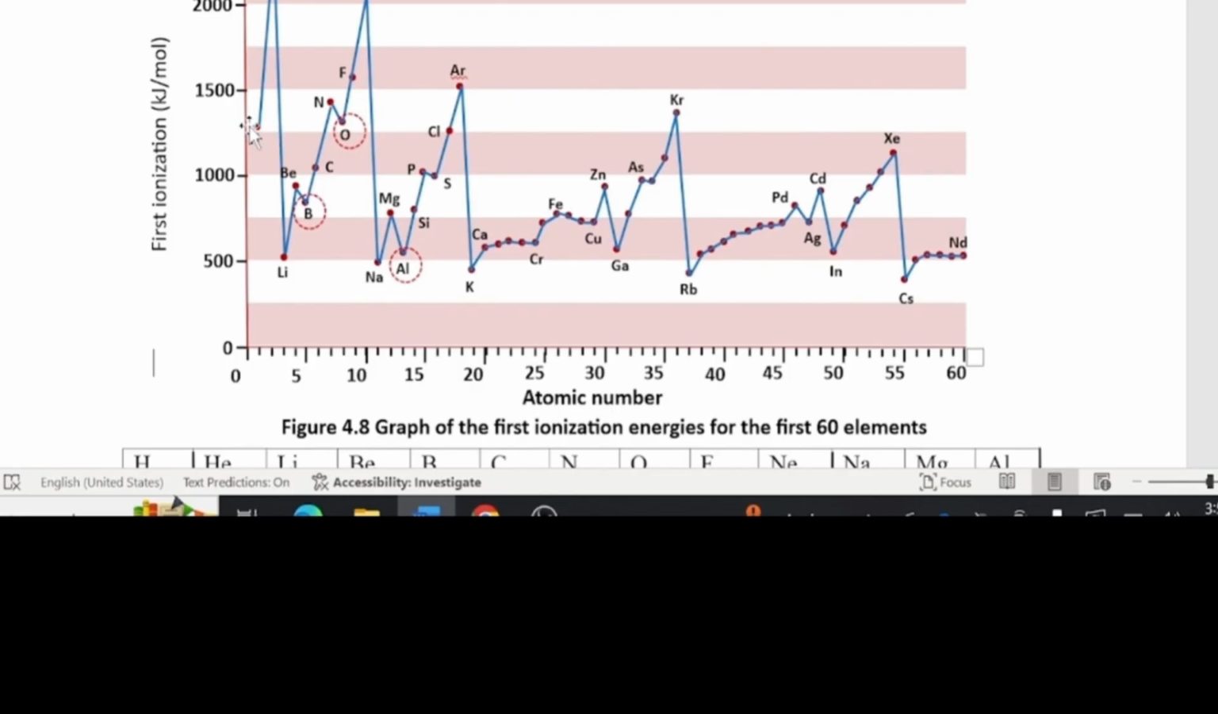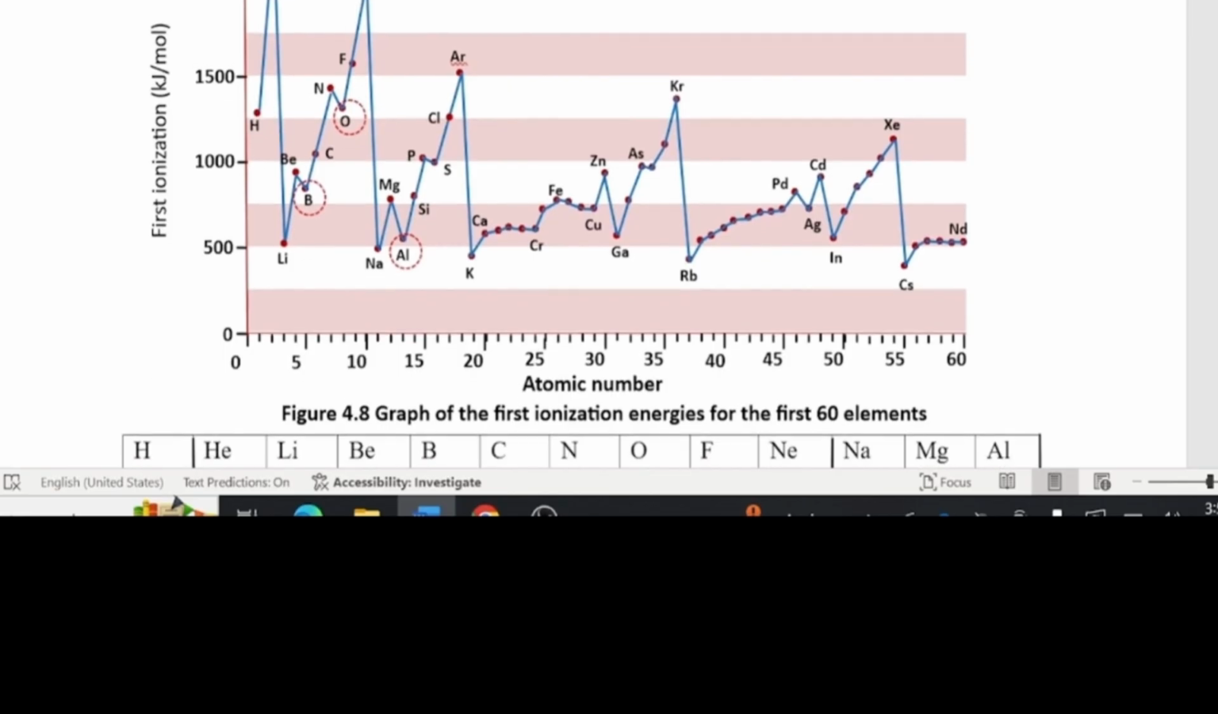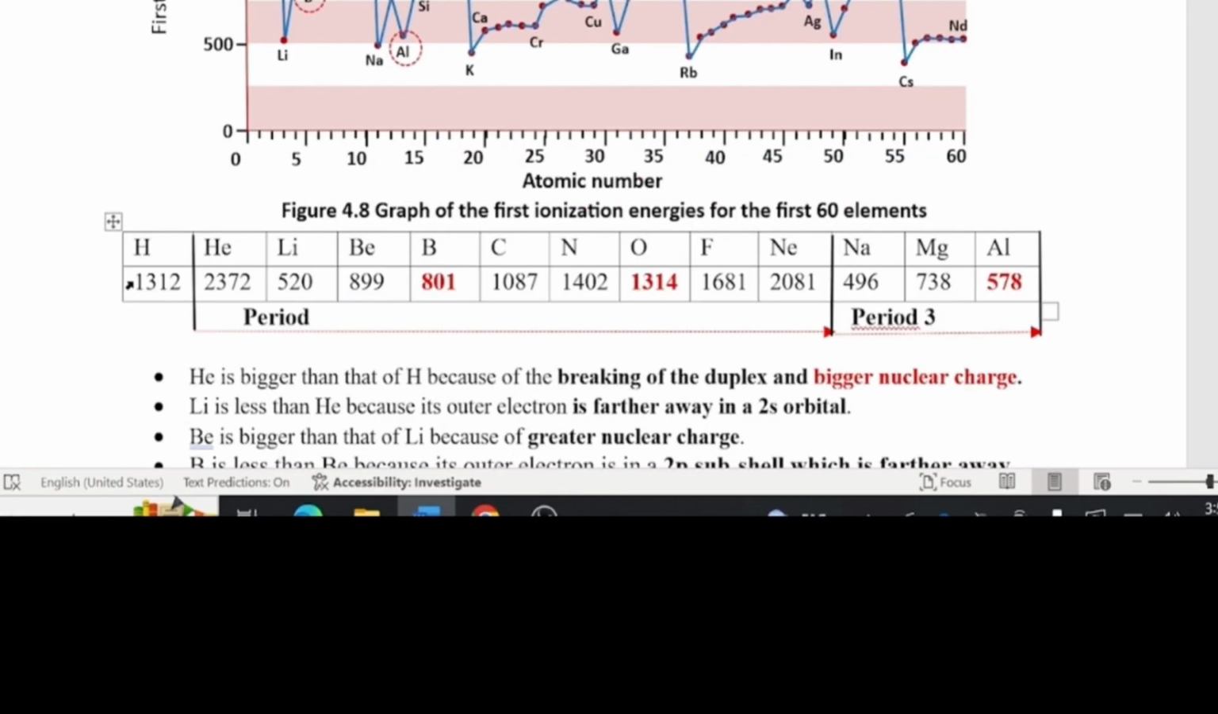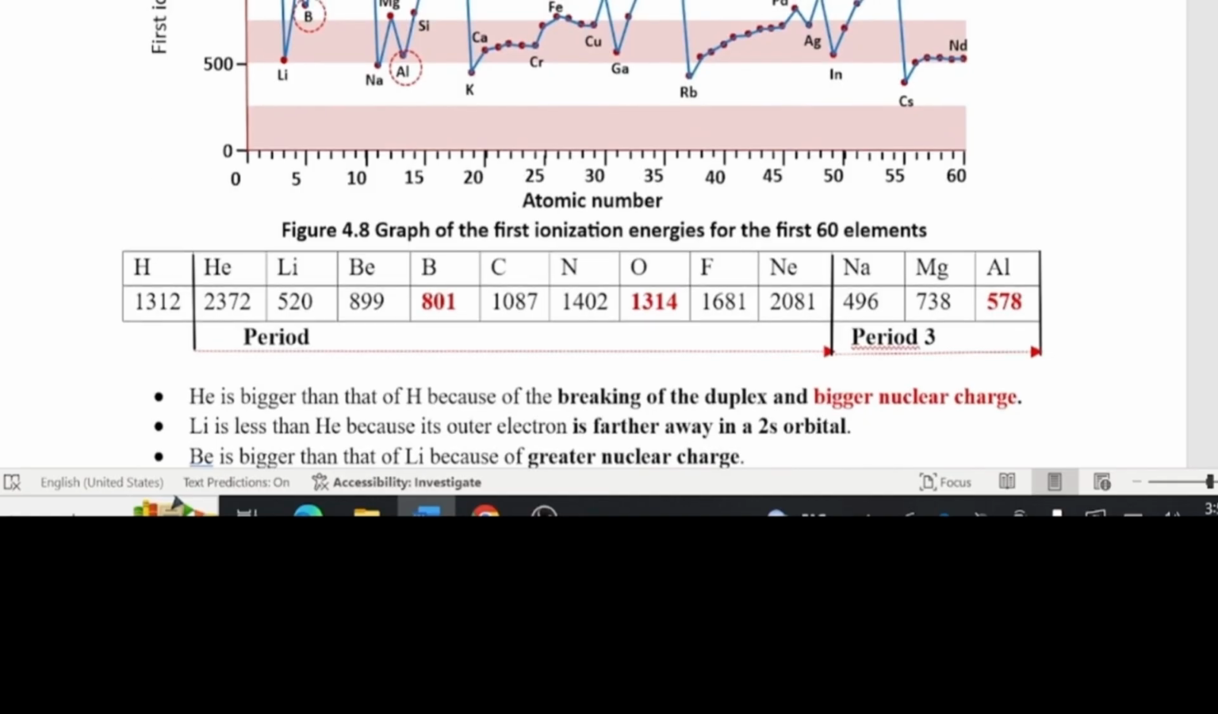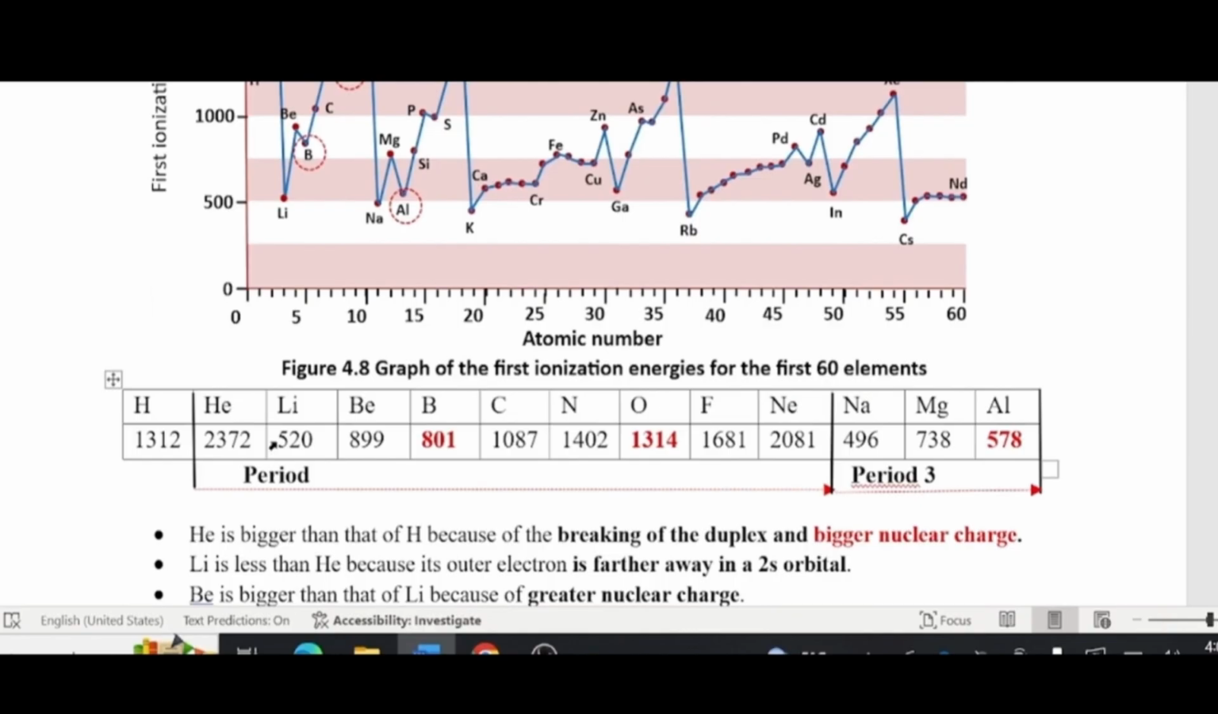We start with hydrogen here, and you can see that it has that value here in kilojoules per mole. Helium is bigger than hydrogen, it has a greater first ionization energy than hydrogen because of two reasons. One, it has a bigger nuclear charge, and it also involves breaking the duplex. Remember, helium has 2 electrons only in its outer shell. So that is why it has a bigger first ionization energy than hydrogen.